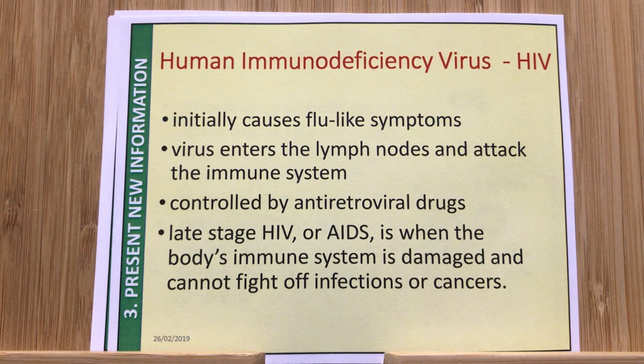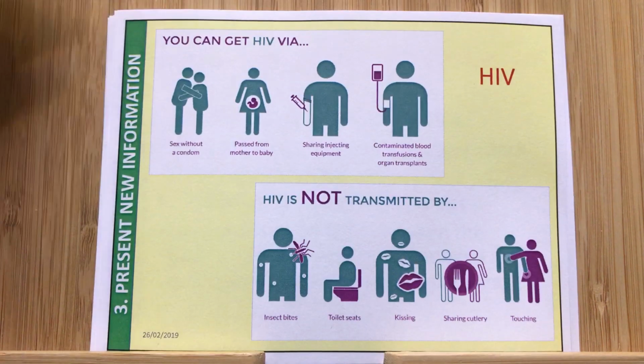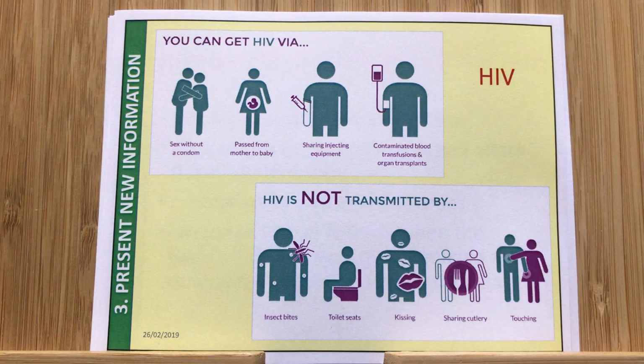off simple infections. The next slide is just out of interest, really, saying how it can be passed on and how it's not transmitted. So it can be passed on with unprotected sex, passed from mother to baby, although there are ways now of preventing that from happening, sharing injecting needles and contaminated blood transfusions. HIV is not passed on by insect bites, sitting on toilet seats, kissing, sharing cutlery or touching.